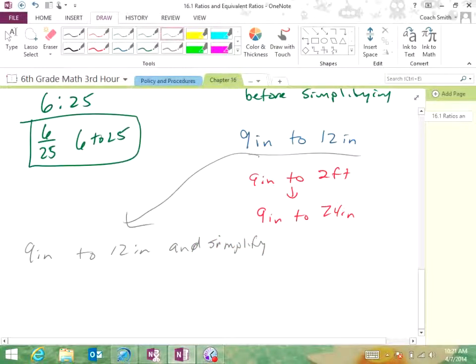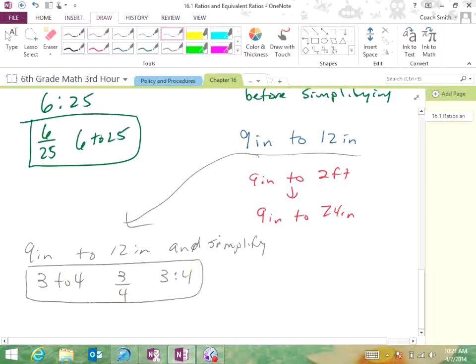So what does that simplify to? 9 inches to 12 inches. 3 to 4. And 3 over 4. And 3 colon 4. Did you get that, Jess?